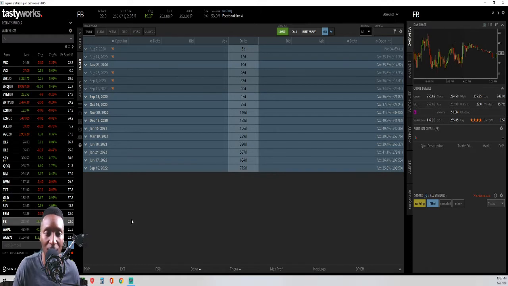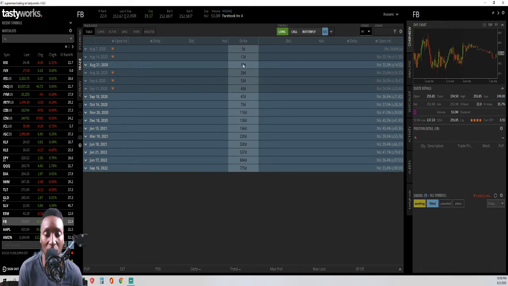So this stock, which is Facebook, I have what you see right here. First of all, this is called an options chain, and in the middle you see strike. It says 5D, 12D, 19D, 26D. That's how many days, right? So this is a 5-day option contract, a 12-day option contract, and so on. That means that this contract expires in 5 days or 12 days or 19 days.